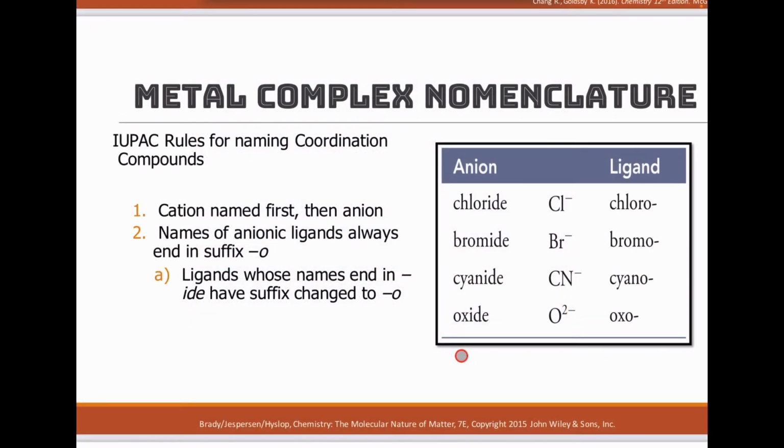Metal complex nomenclature. IUPAC rules for naming coordination compounds. First, the cation is named first, then the anion. Names of ionic ligands always end in the suffix -o. For example, for chloride, the ligand is chloro. For bromide, the ligand is bromo, cyanide is cyano, and oxide is oxo. Ligands whose names end in -ide have the suffix changed to -o.